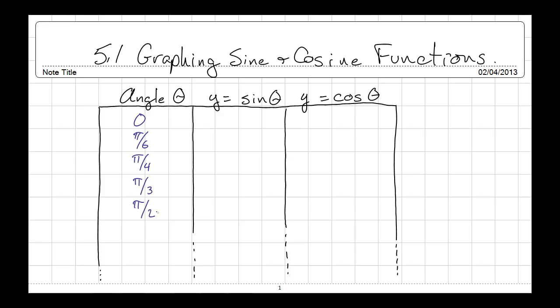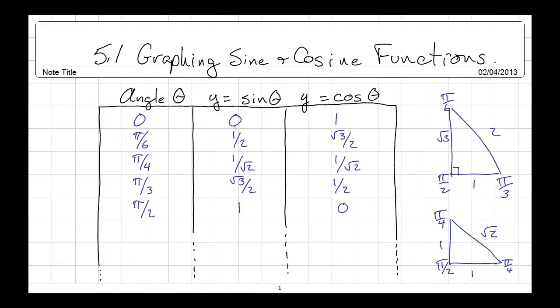I'd like you to use your knowledge of the special triangles to calculate the sine of each of those angles and the cosine of each of those angles. Pause the video, use your triangles, fill in the missing numbers, and then come back. If you did this correctly and plugged in the proper numbers for the sides of the special triangles, then you should have each of the following values for sine and for cosine.